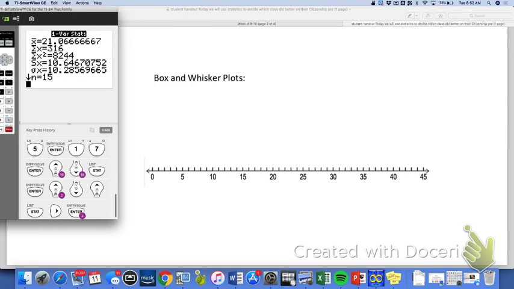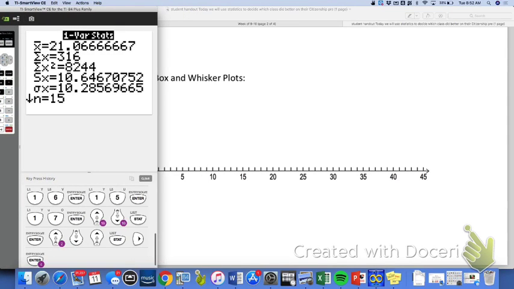So how am I going to use the information it's given me to find my box and whisker? First of all, somebody remind me what this little symbol means. That's your mean. Remember the x with a line over it, that tells you the mean. Okay, so the very first step that we have to do to make a box and whisker is we got to find the median of this data.